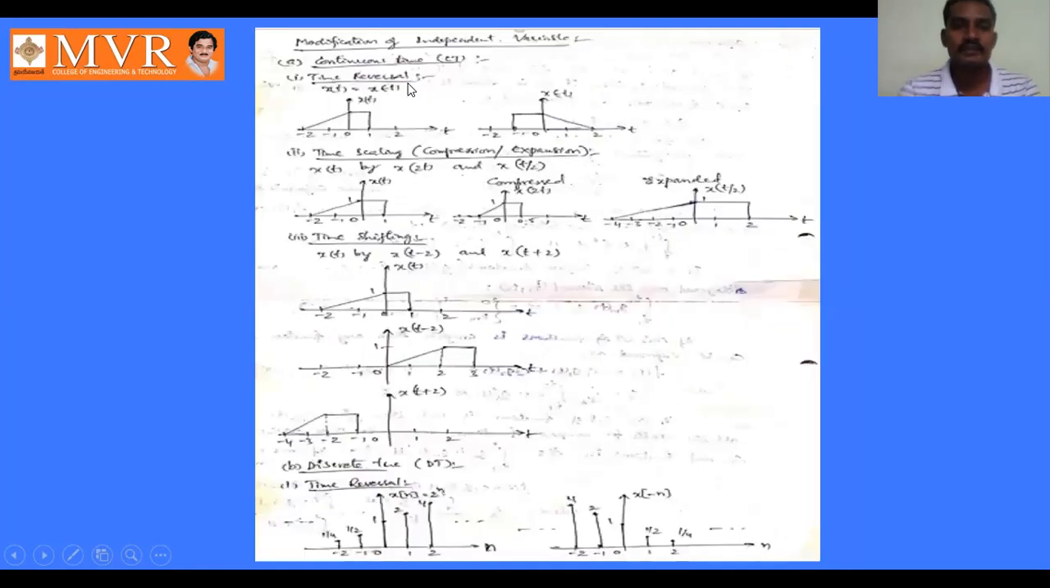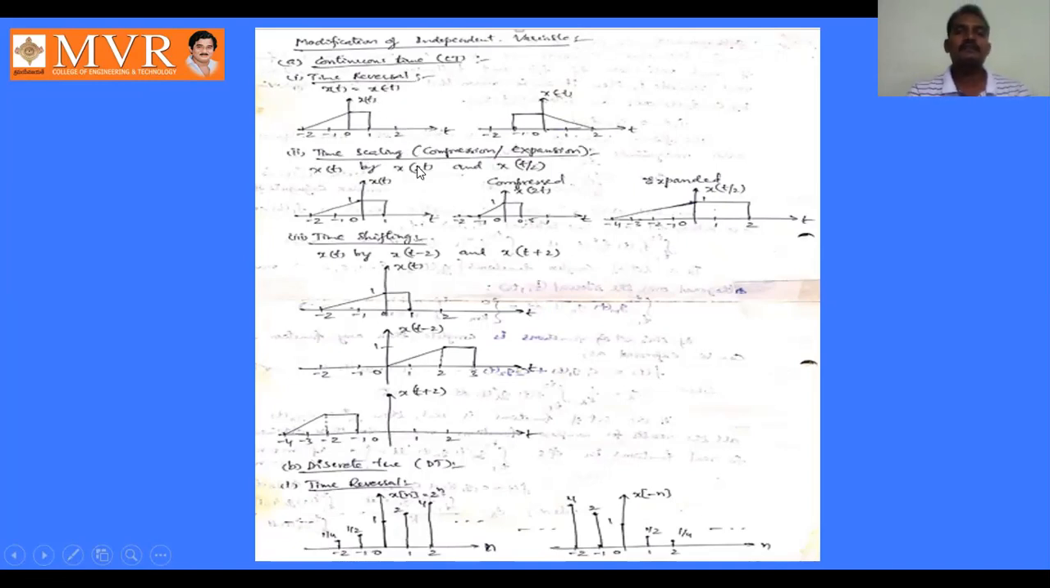Okay. So next we will see the modifications of independent variables. How the independent variable will be modified. Suppose you take continuous time signals, where the independent variable is in x of t. It will be modified as x of minus t. How to get x of minus t from x of t? By putting a mirror in between these two, we will get the reflected image. X of minus t is nothing but the reflected image, the mirror image of x of t. So here x of t can be modified as x of minus t.